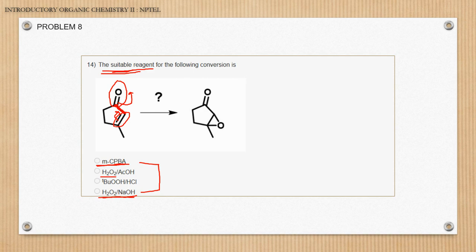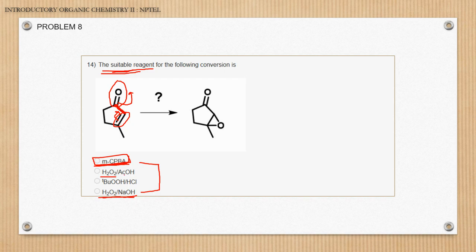And I have to tell you one thing: MCPBA, that is metachloroperbenzoic acid, has a basic selectivity for electron rich alkenes. It will epoxidize those alkenes having electron rich carbons, because it has an electron deficient oxygen present in MCPBA. So the oxygen will attach on those alkenes having the electron rich behavior.